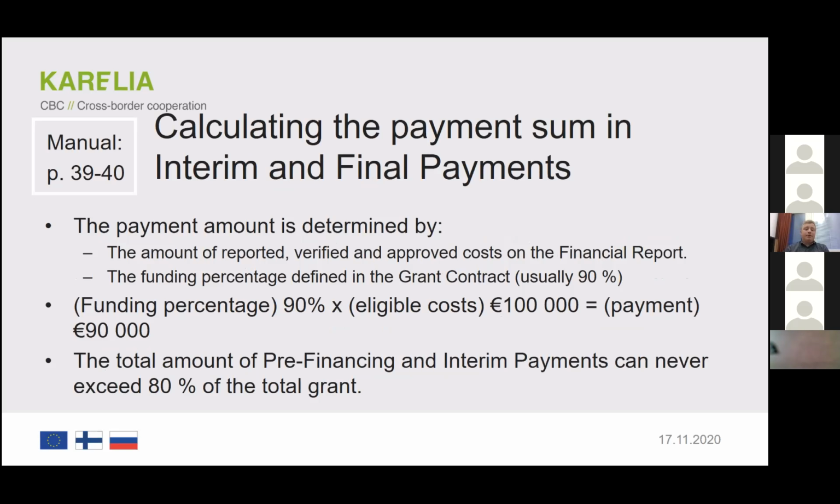The calculation method for payment amounts in the interim and final payments is quite simple. The payment amount is determined by the amount of reported, verified and approved costs on the financial report and the funding percentage defined in the grant contract, which is usually 90%. And the formula is the following. The funding percentage is used as a multiplier for the amount of eligible costs. For example, a 90% funding percentage applied to 100,000 euros of eligible costs adds up to a payment amount of 90,000 euros. And of course, these sums are affected by the 80% limit for pre-financing and interim payments. So that's on a case-by-case basis.